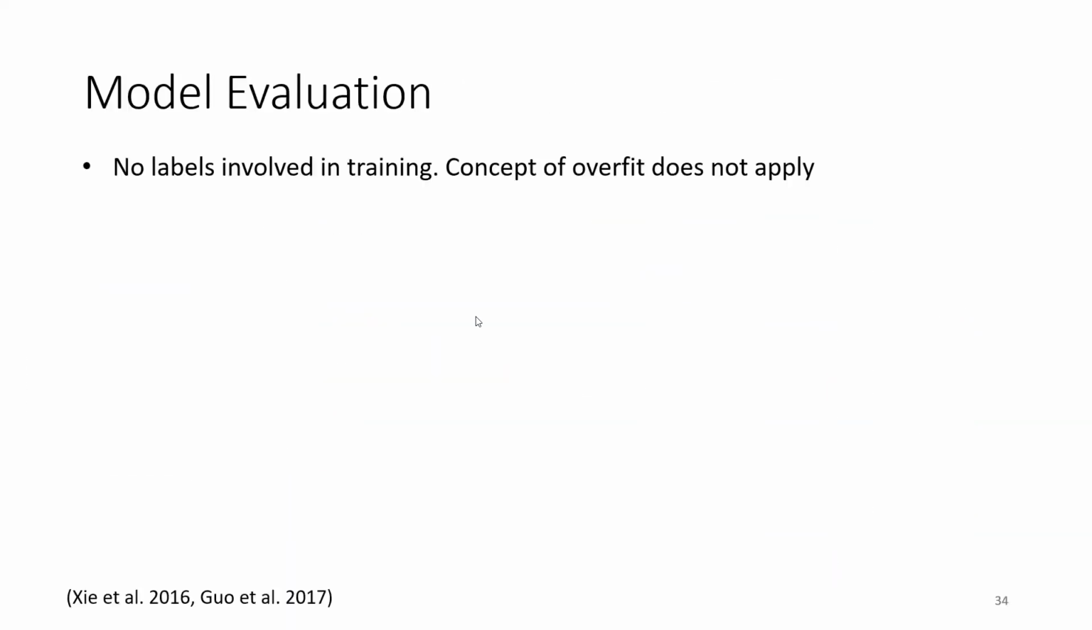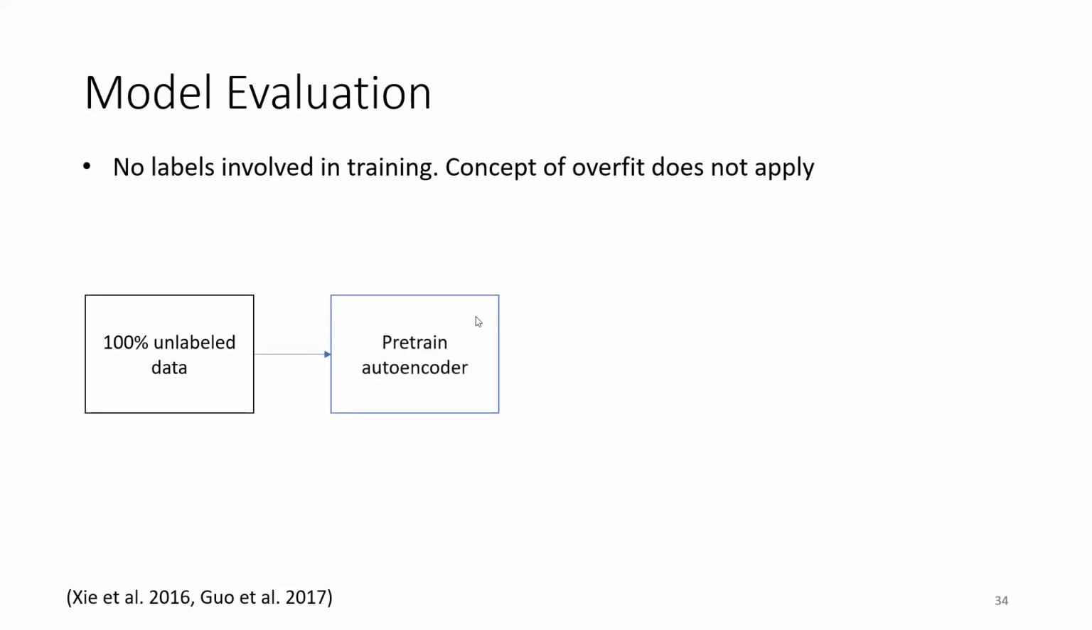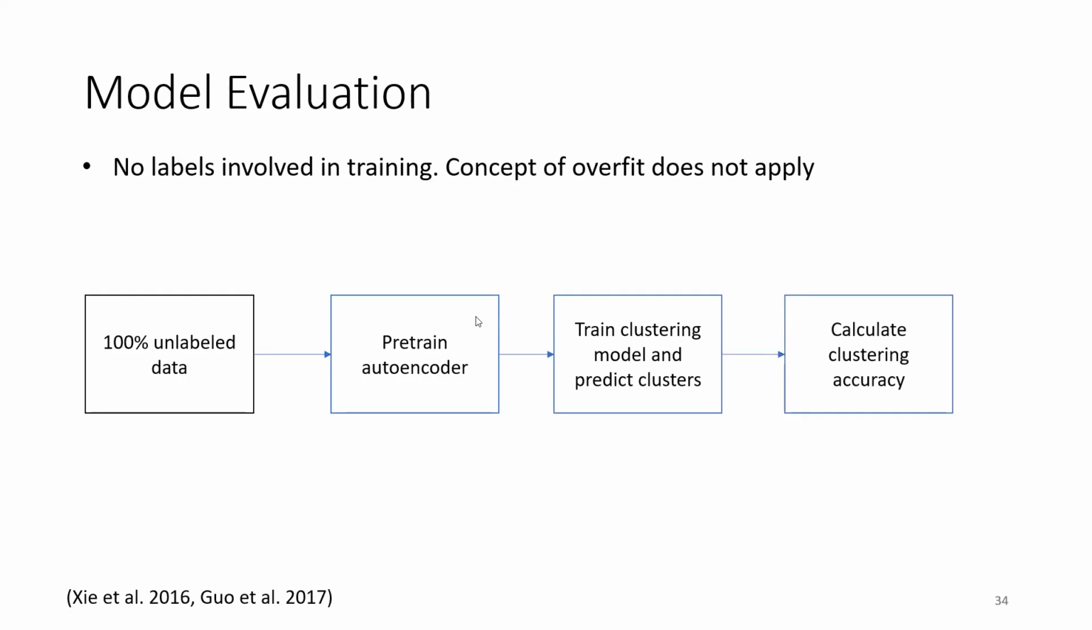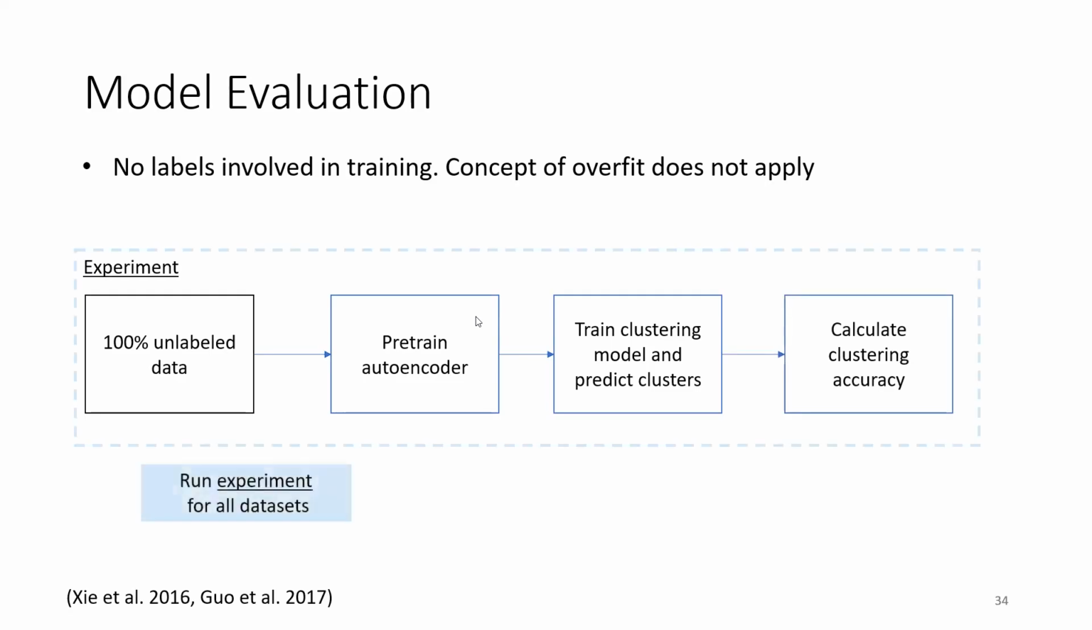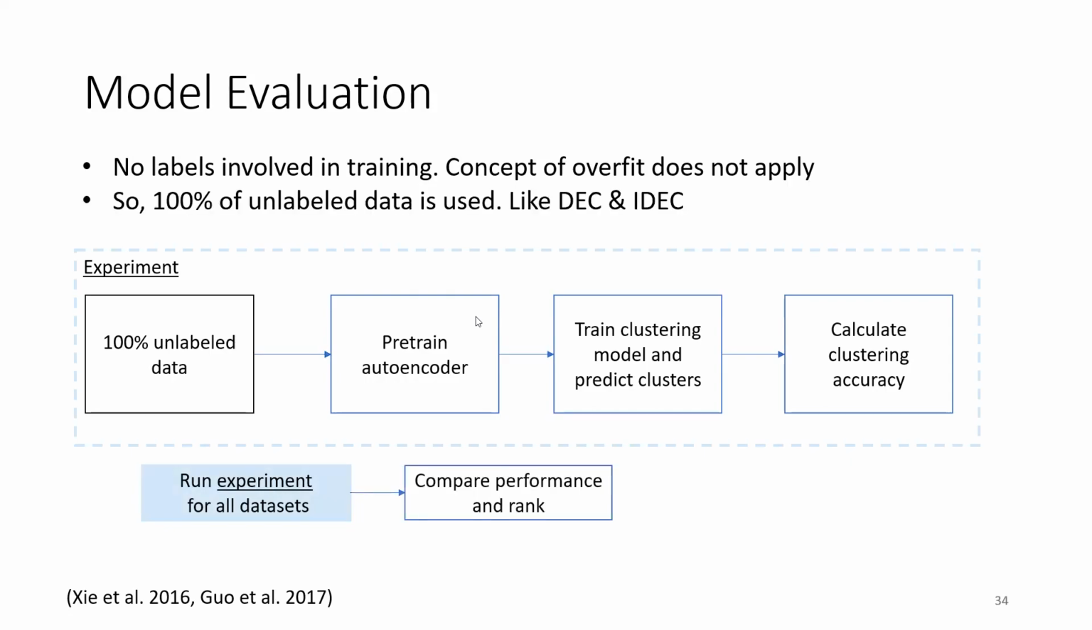Since clustering does not involve labels during training, overfitting does not apply. So we use 100% of the training data for our experiment, just like the DEC and IDEC methods. First, we pre-train an autoencoder and then use our joint training for the clustering methods. Finally, we compute the clustering accuracy. We run these experiments for all datasets and compare the performance and rank.